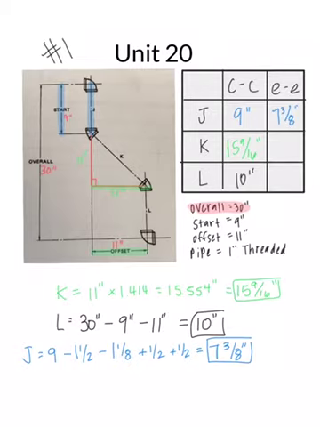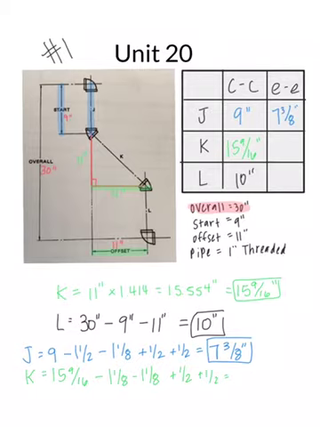Okay, now moving on to K. K is in between two 45s. We've got this 45 and we've got this 45. So pipe K is 15 9/16 center to center. And we are taking off for 45s. So 1 1/8 for each fitting. And then we're adding back our 1/2 inch for the threads.